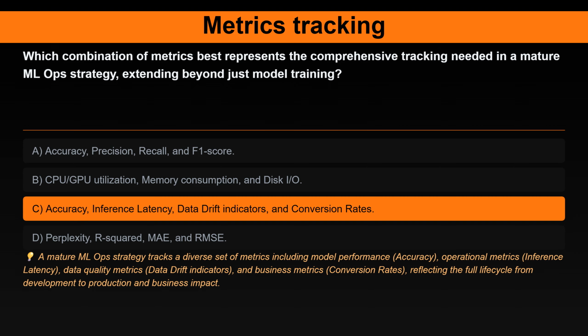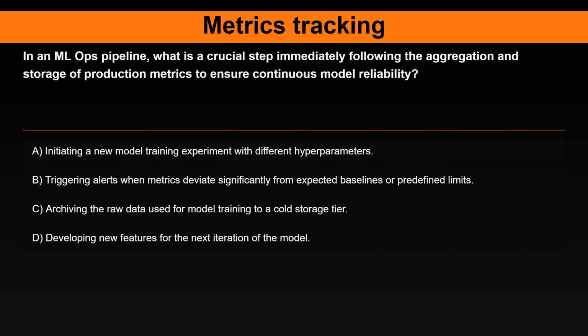The correct answer is accuracy, inference latency, data drift indicators, and conversion rates. Here's the explanation. A mature MLOps strategy tracks a diverse set of metrics, including model performance, accuracy, operational metrics, inference latency, data quality metrics, data drift indicators, and business metrics, conversion rates, reflecting the full lifecycle from development to production and business impact.